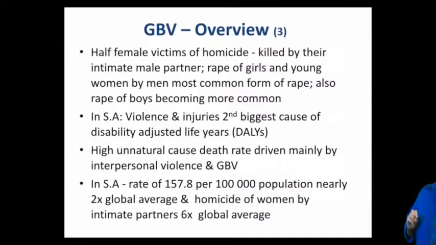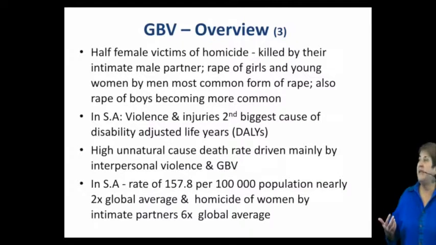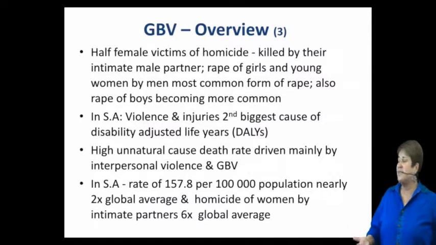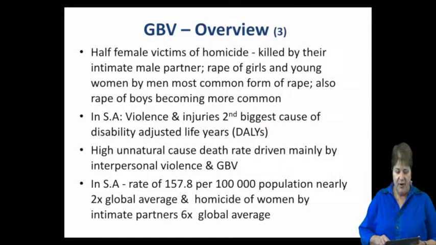In South Africa, again, to give it as an example, our rate is twice the global average. The rate of women killed by intimate partners is nearly 158 per 100,000 of the population, and this is nearly twice the global average of homicide of women, and also 6 times the global average for homicide by intimate partners.